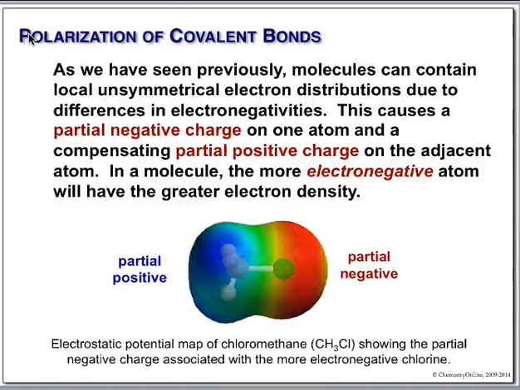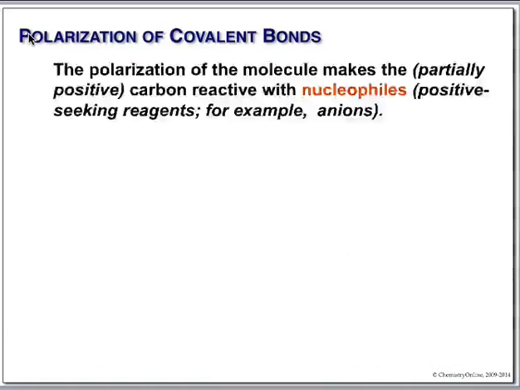We've talked about polar covalent bonds. We know that in something like chloromethane, because the chlorine is more electronegative, it will polarize the bond between the carbon and the chlorine, so that in the electrostatic potential map, we have high electron density at this end and low electron density down here around the carbon. Now what this does is it makes the carbon susceptible to nucleophilic reaction. So let's look at that.